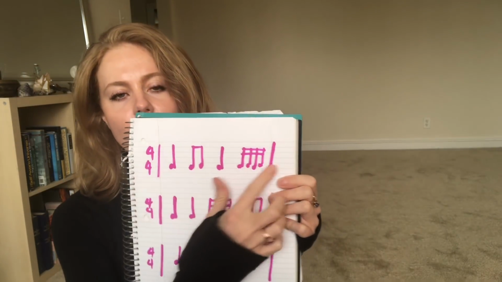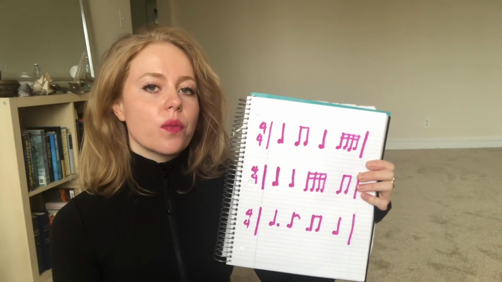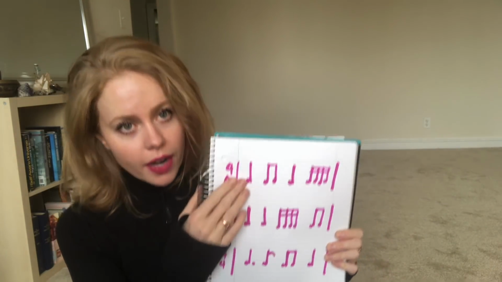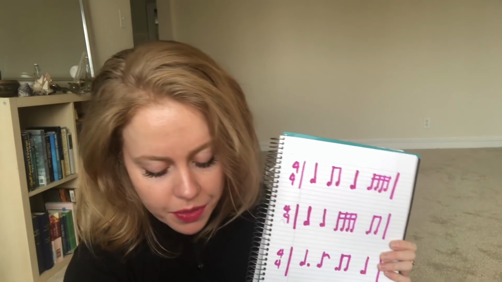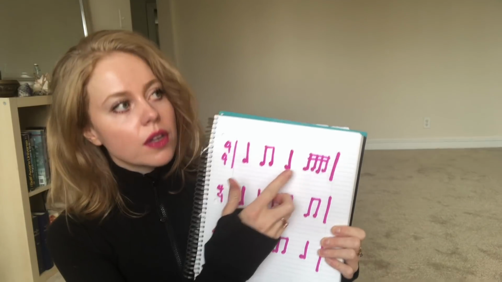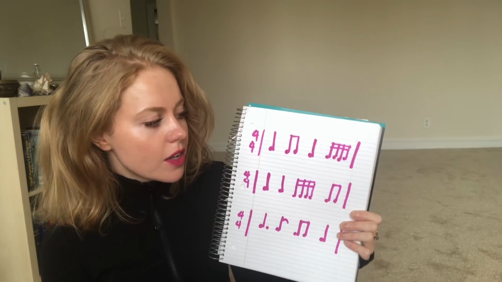Okay, so let's go to the next one. The next one's a little bit more complicated because we have all these kinds of things happening in one measure. So it's really helpful if you can kind of feel that beat, right? Let's put this on in the background. 1, 2, 3, 4. Okay?